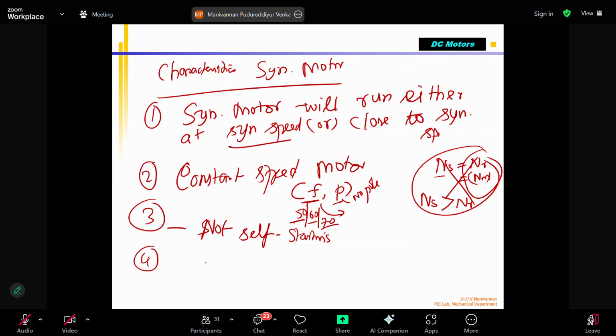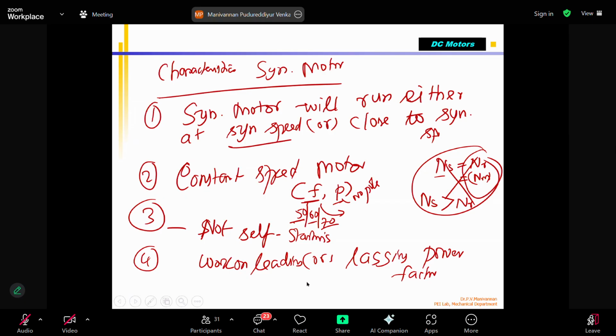Then the last one is that it can work on leading or lagging power factor. These are the main important characteristics of the motor, and I stop here.